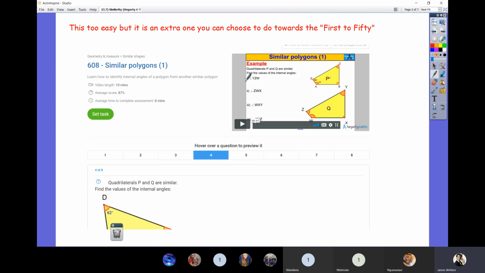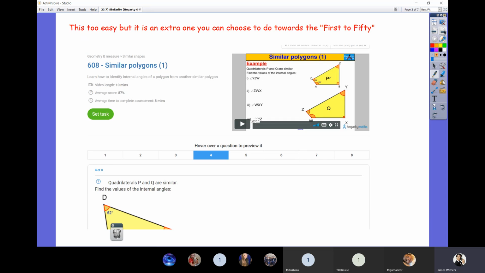Now, we are not going to do number 608, Hegarty 608, because it's too easy. So this is not an official one, okay? But you may want to go and do it as an extra, as an extension work towards your first 50. So there's only one little bit that I really need to help you with on this, and then this is absolutely dead easy, okay?